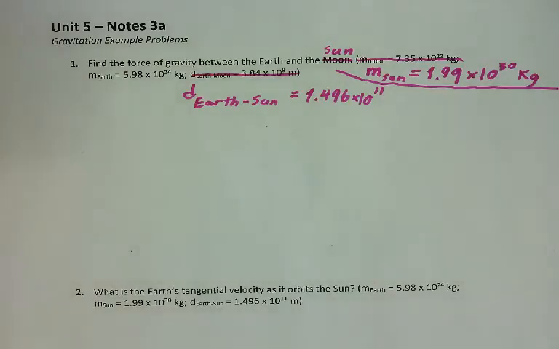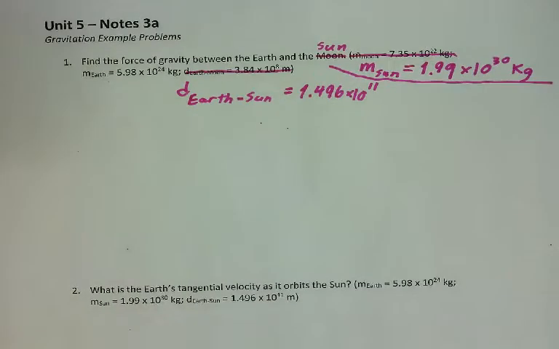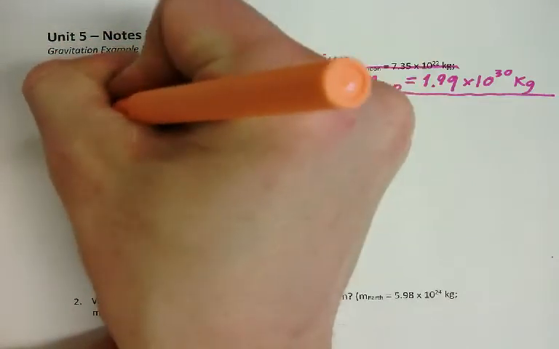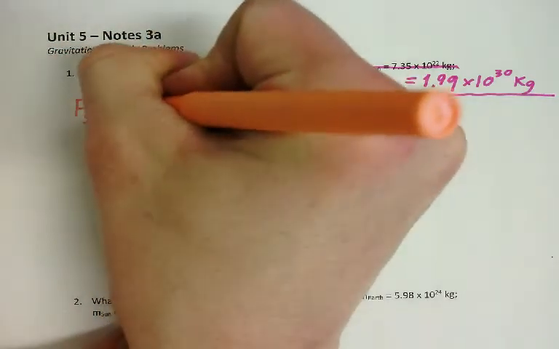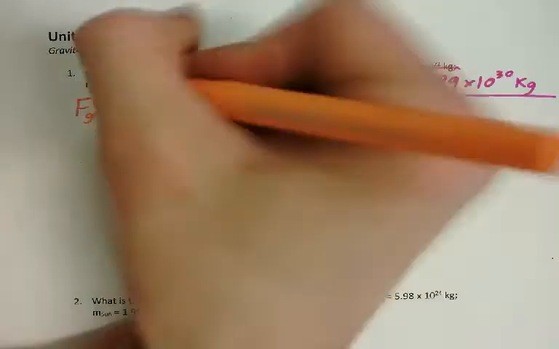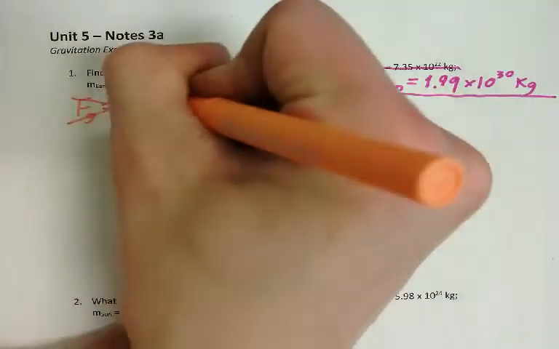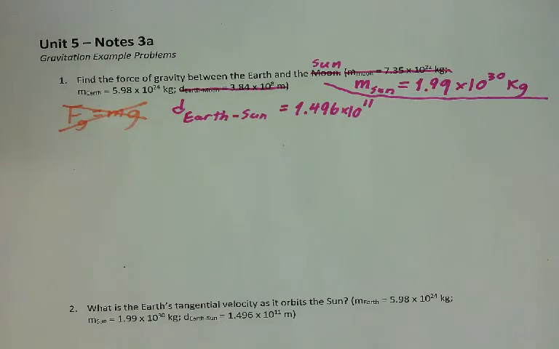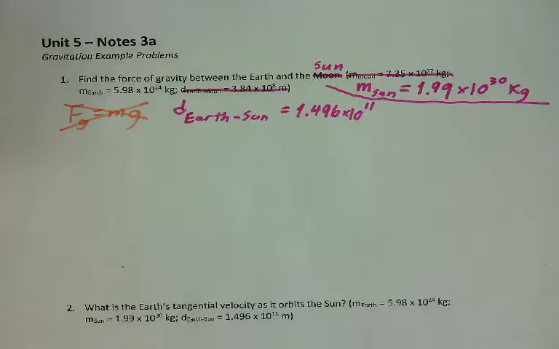All right, let's find the force of gravity between the Earth and the Sun. What you would have done in the past is do this, Fg equals mg. We can't do that because that only works for objects sitting on the surface of planets. The sun is not on the surface of the Earth, so you can't use that equation. We need to use a new one.